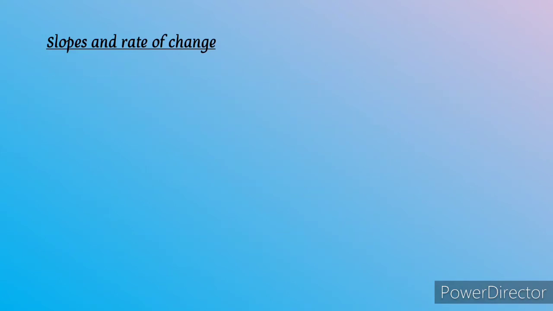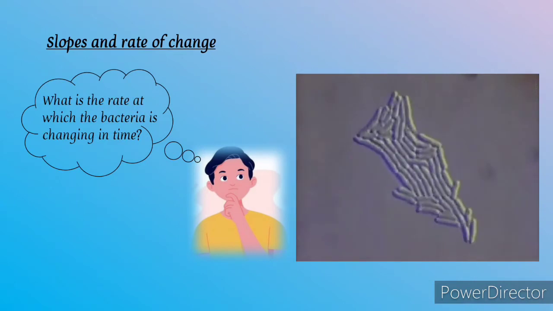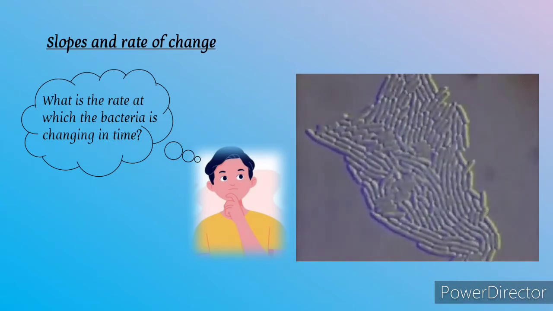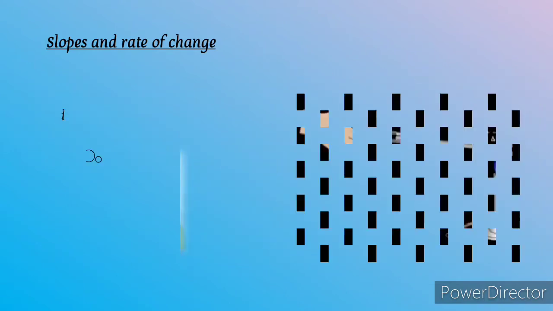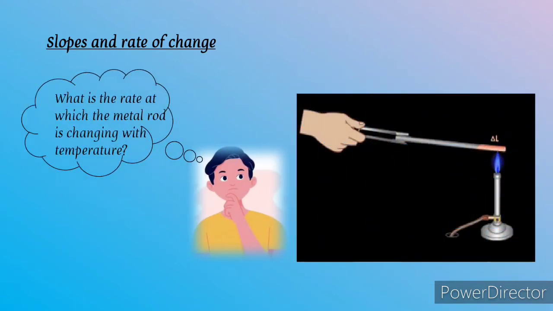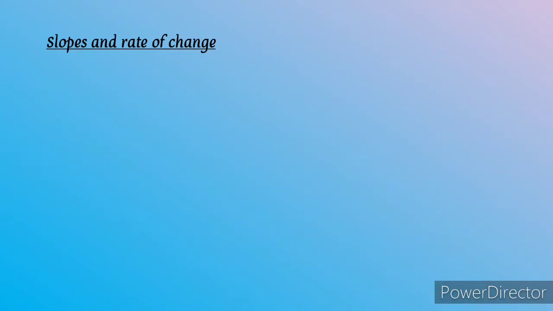For example, a microbiologist might be interested in the rate at which the number of bacteria in a colony changes with time, or an engineer might be interested in the rate at which the length of a metal rod changes with temperature. Here, our objective is to find the meaning of the rate of change of y with respect to x, when y is a function of x.